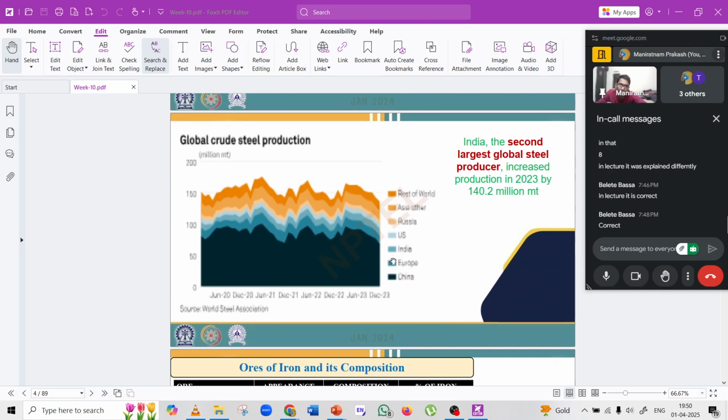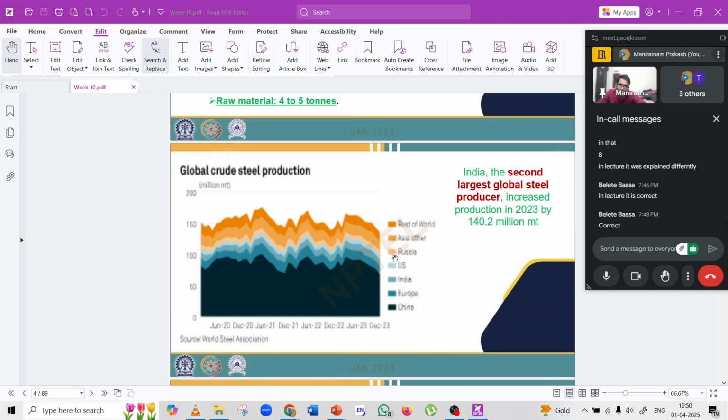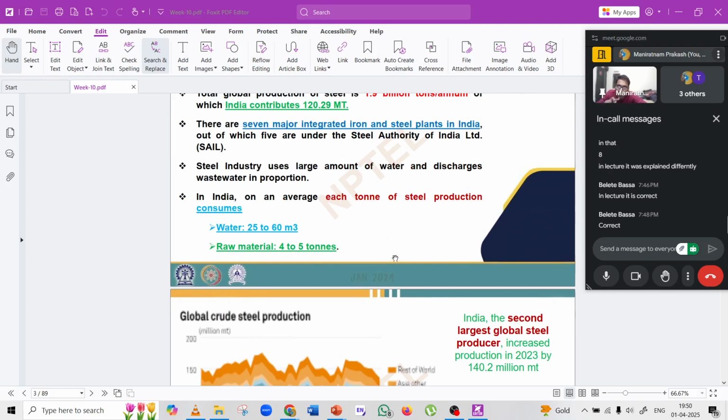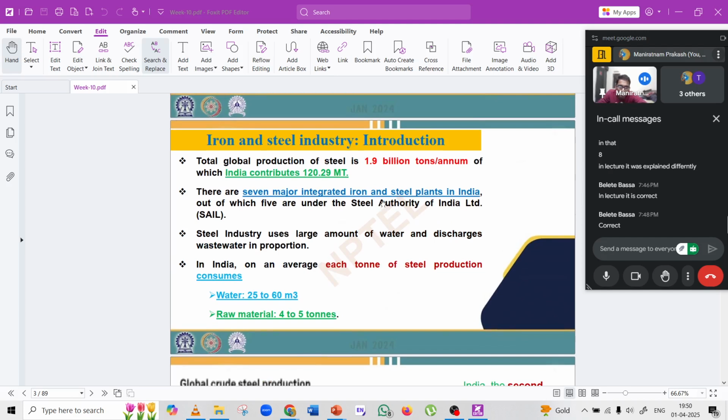Like that, in that lecture it was there. You have to see simply the area of shape. Wait, I think there should not be any confusion. If sir has told like that, then I think he has made some mistake. But for your knowledge, keep in mind that China is the highest producer, India is the second highest.